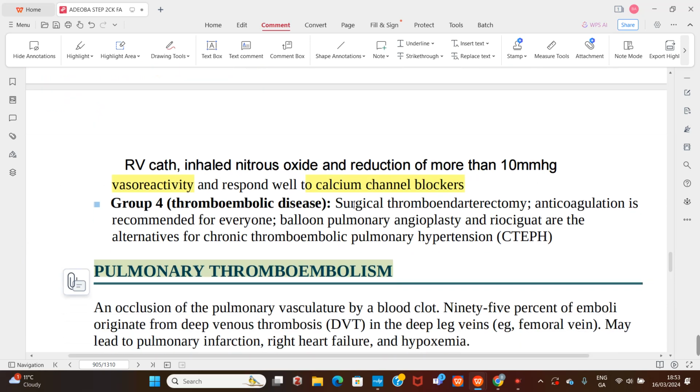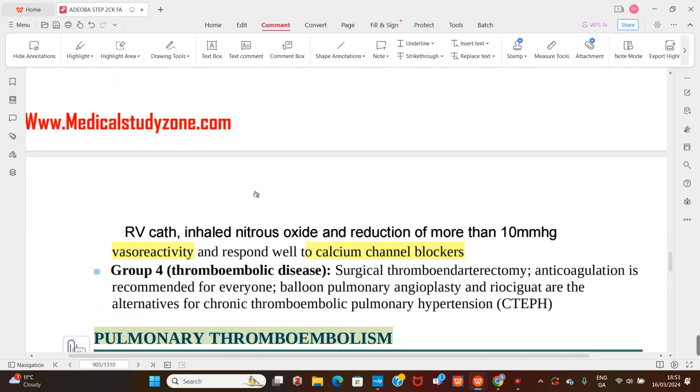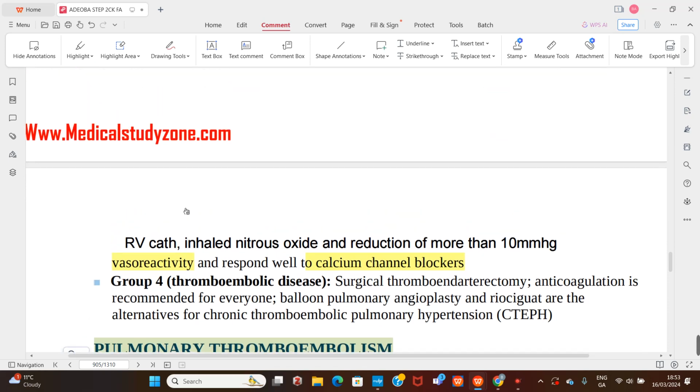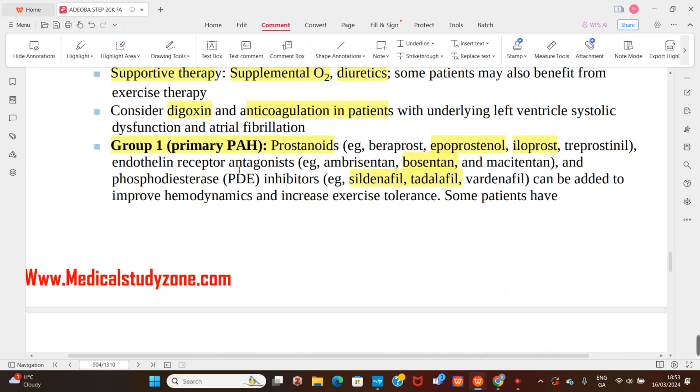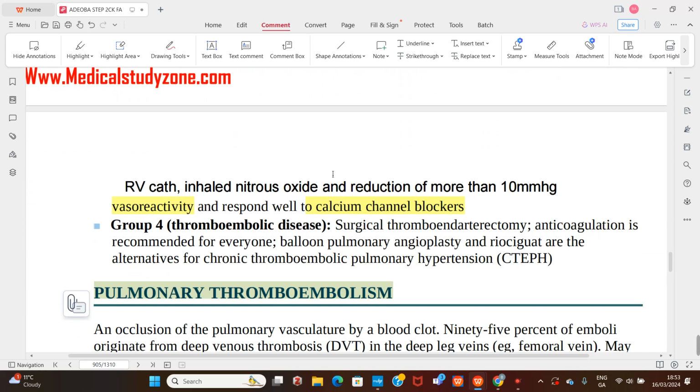Please, very important stuff. Yeah, and there's something they used to talk about, and that is vasoreactivity. But I think they are getting silent about it, and they are encouraging utilization of more of the prostanoids or bosentan now. Before, they used to say that before you can administer any medication, particularly to people with group 1, test their vasoreactivity.